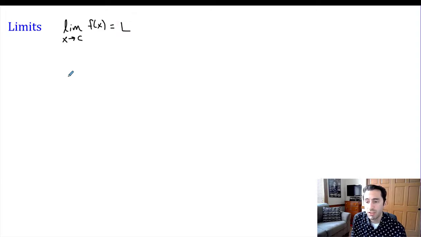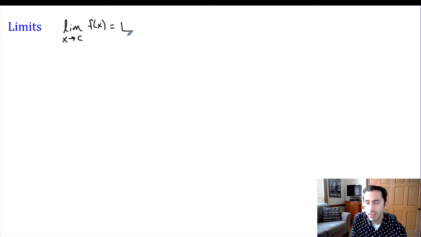And this notation is asking us a question. What we want to find out is what's happening to our function as the values of x are getting close to c. In other words, as my x values are getting closer and closer to this value c, what's happening to those y values? What are they getting close to? And that's what L is going to be. L is going to be that answer.